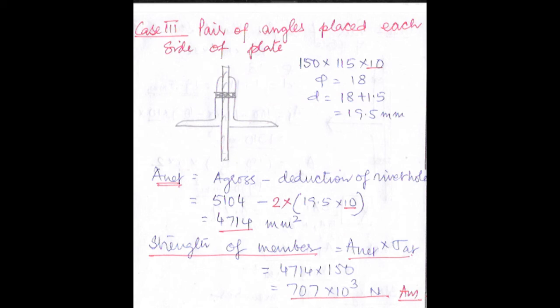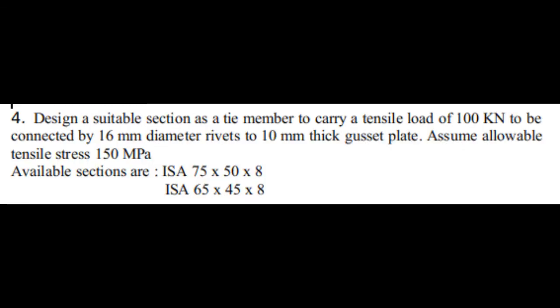See, till now we have discussed 3 cases, 3 numericals. Now let us see another example where you have to design a suitable section as a tie member to carry a tensile load of 100 kilonewton, to be connected by 16 millimeter diameter rivets to a 10 millimeter thick gusset plate. Assume allowable tensile stress is 150 MPa.